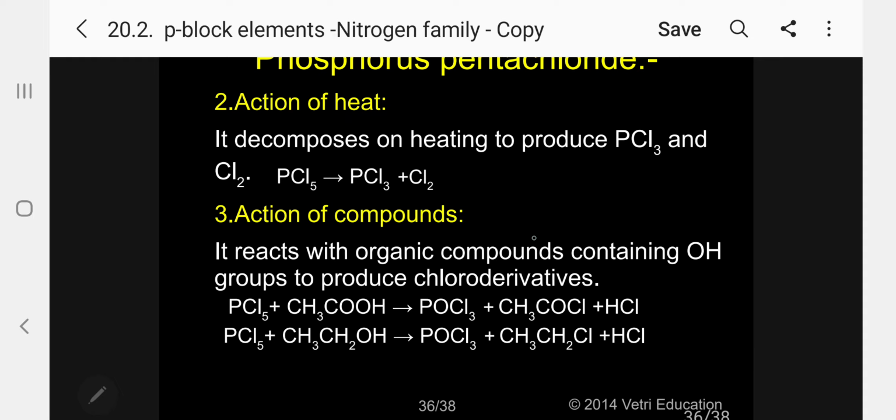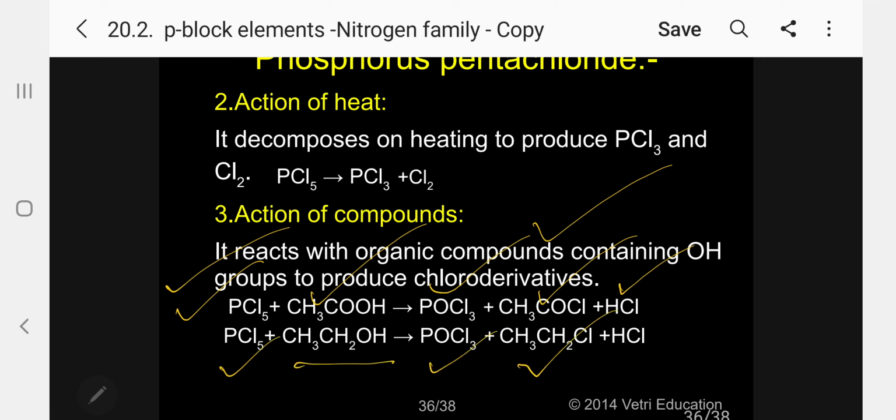It reacts with organic compounds containing an OH group to produce the corresponding chloride. That is, OH will be replaced by a halogen atom. PCl5 I am treating with acetic acid. So phosphorus oxychloride, acetyl chloride and HCl are formed. In the same way, in the case of ethanol, it again forms oxychloride, the corresponding ethyl chloride and HCl. Please follow.